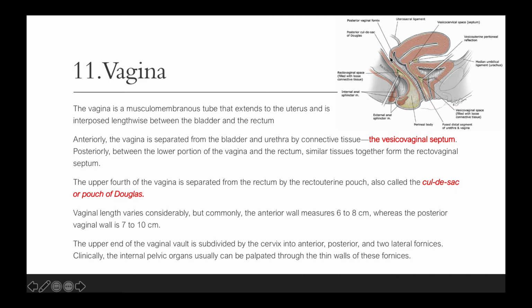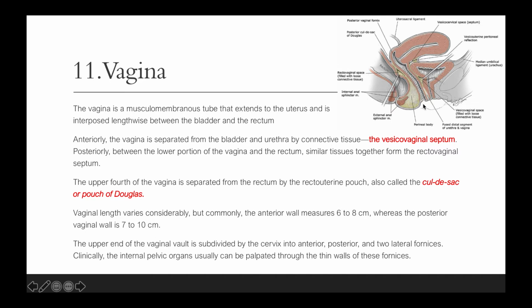Okay. So, the vaginal length varies considerably, but commonly the anterior wall measures about 6 to 8 centimeters, and we have a relatively longer posterior vaginal wall, which is about 7 to 10 centimeters. So this one is about 7 to 10 centimeters.